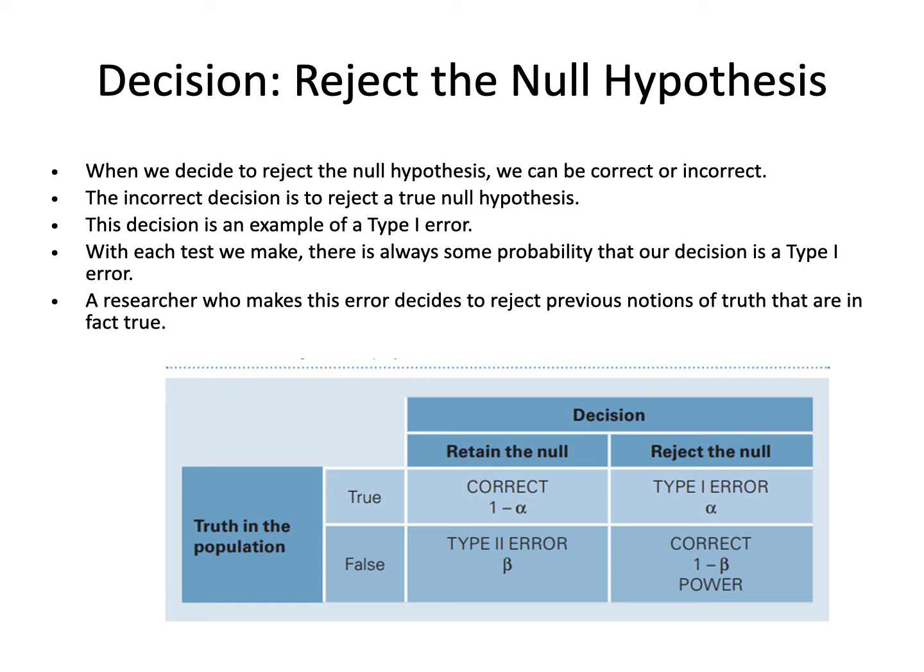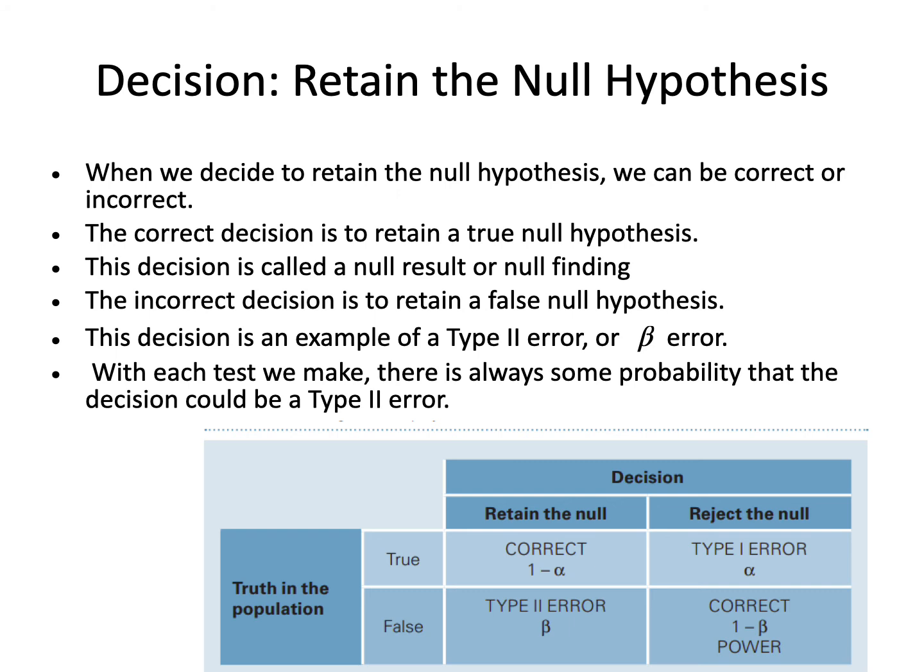And here a researcher who makes this error decides to reject the previous notion of the truth that is in fact true. Like, suppose the claim of the null hypothesis is true, but the researcher is rejecting that truth.